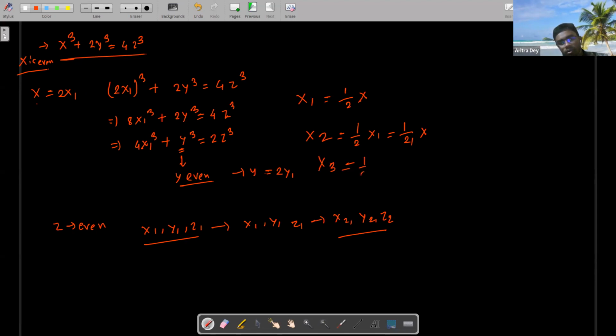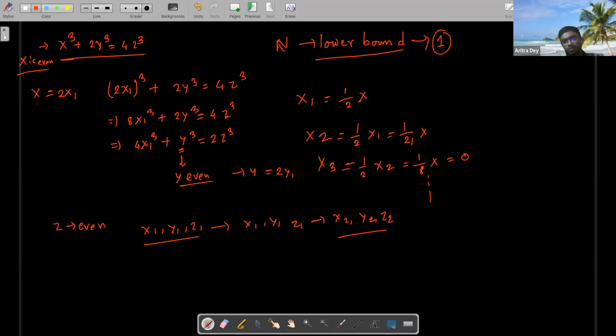x3 is half of x2, that means one eighth of x, and this continues. This way you find out that the only solution is 0, because 0 is the only number that is divisible by a number infinitely many times. Otherwise, the natural number set has a lower bound, that is 1, so it is impossible unless it is 0. So that's the thing.